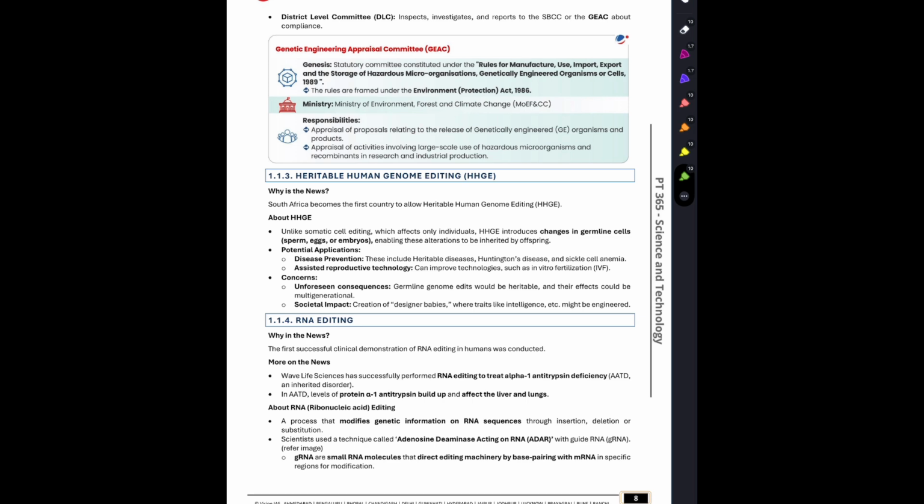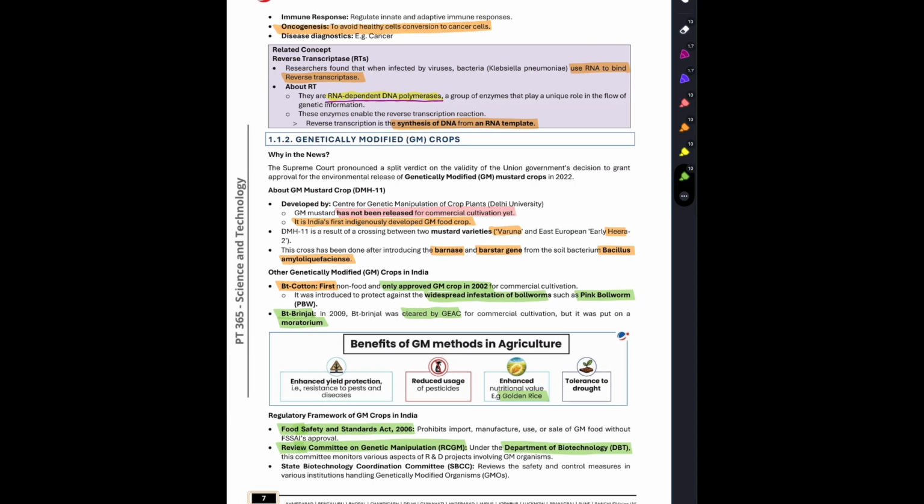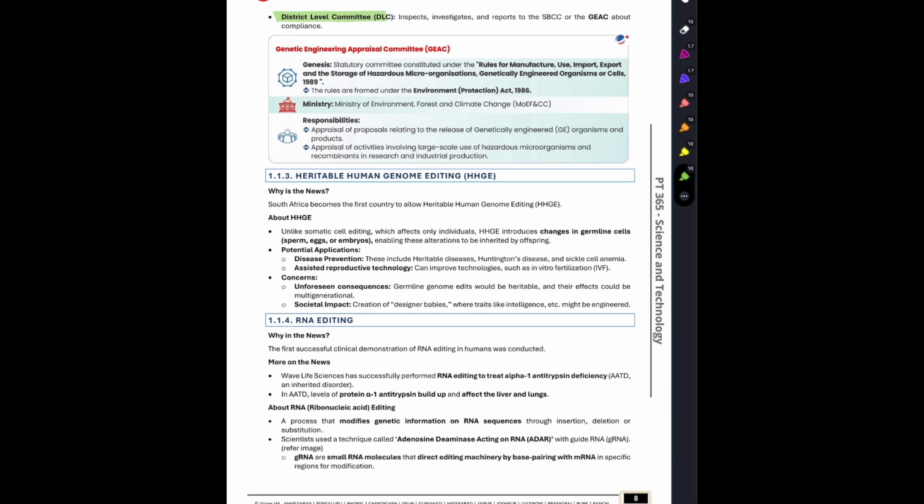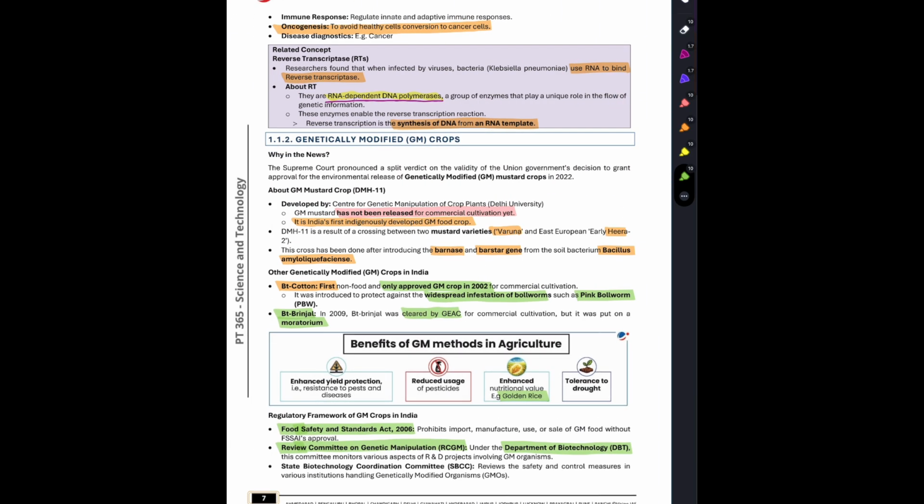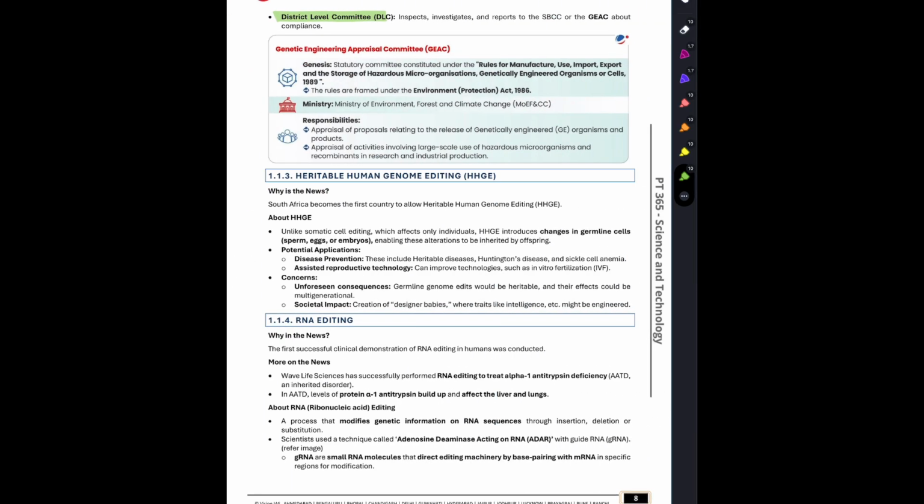District level committee. So there are four tiers in the framework. First is the FSSAI's approval. You need FSSAI's approval. Then is the Review Committee on Genetic Manipulation, which is under the Department of Biotechnology. There is the State Biotechnology Coordination Committee, and next we have the District Level Committee, which investigates, inspects, and reports to the State Biotechnology Coordination Committee or the GEAC, Genetic Engineering Appraisal Committee, about the compliance.